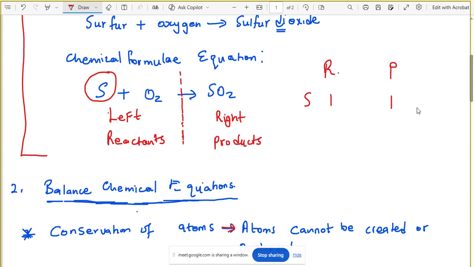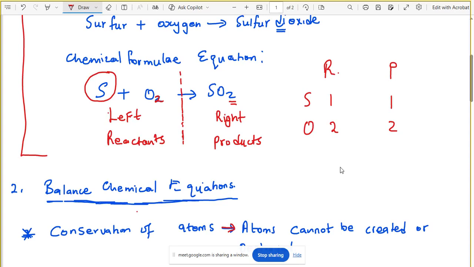Because if we have two, this tells you that we created another sulfur. So we cannot do that. If we go to oxygen, the subscript there tells you that there's two in the reactant. We have the same on the product, so there's two. Can you see that we have one on the reactants for sulfur, one on the product?